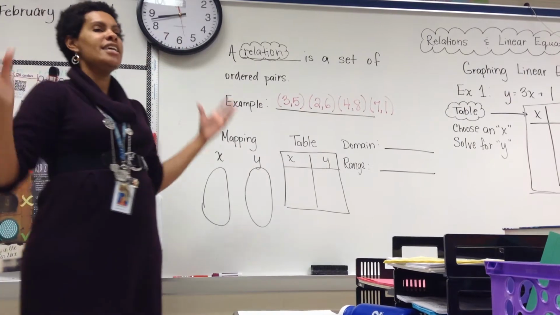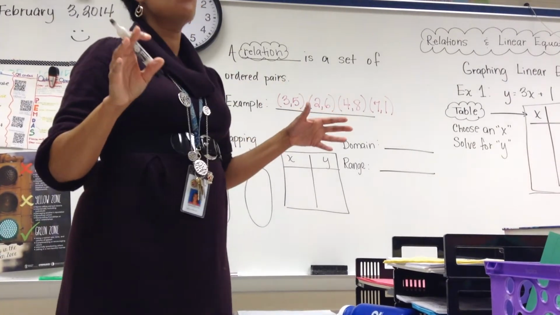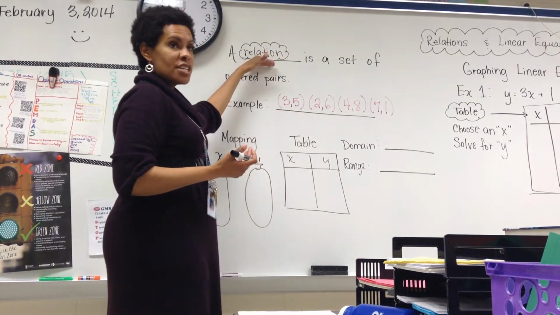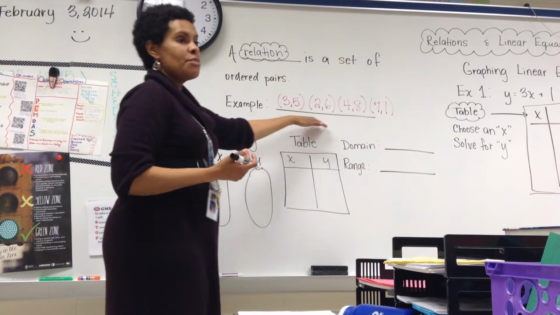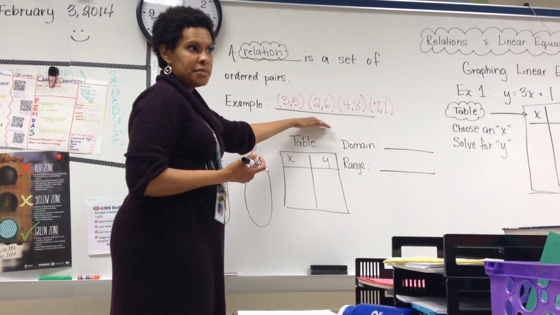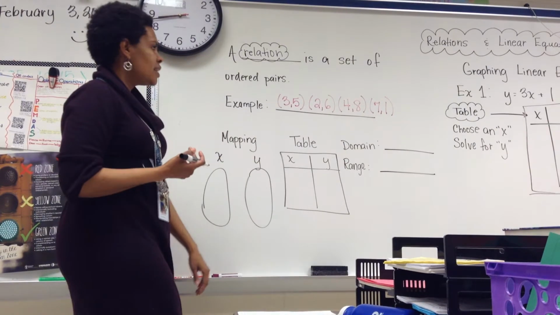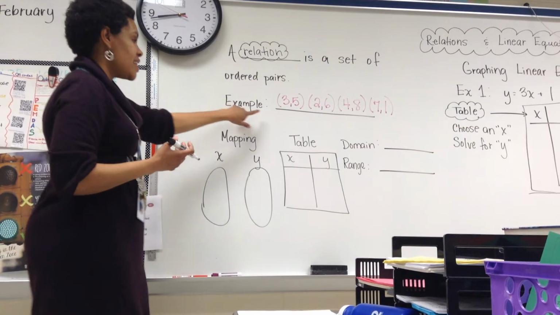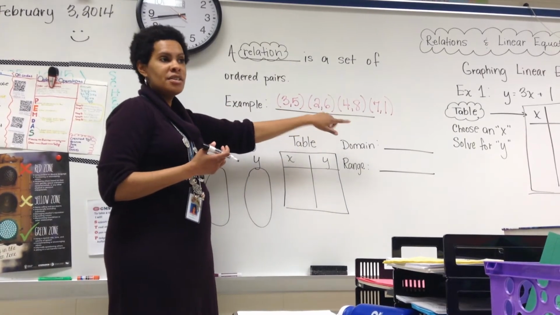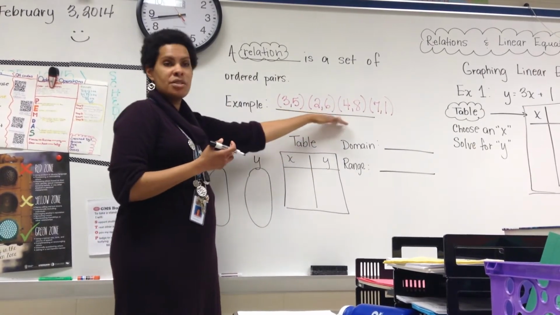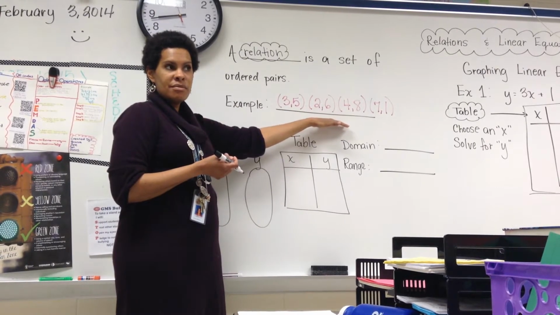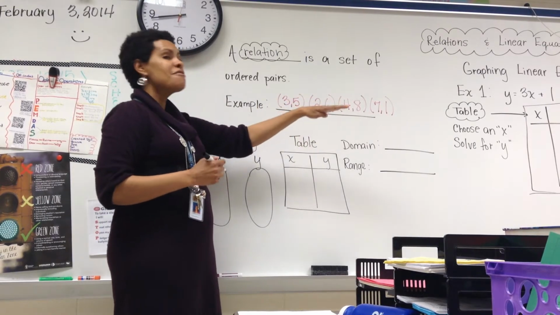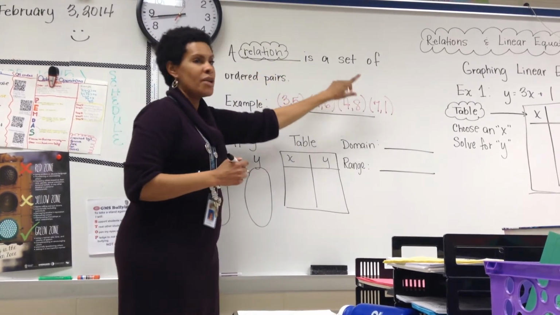It's like any generic ordered pair. It doesn't have to follow any rules. It just has to have more than one point. Here's an example of a relation. We took a quiz, we took a test, we did some practice that says you can take any set of ordered pairs. Just to throw this out there, how many points would this be on a graph? 4. Here's a point, here's a point, here's a point, here's a point.